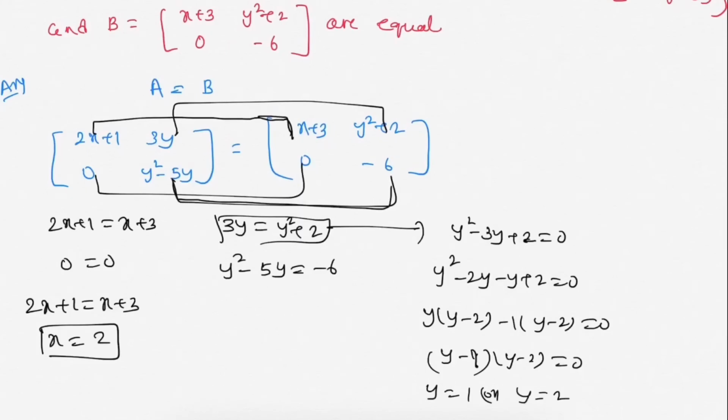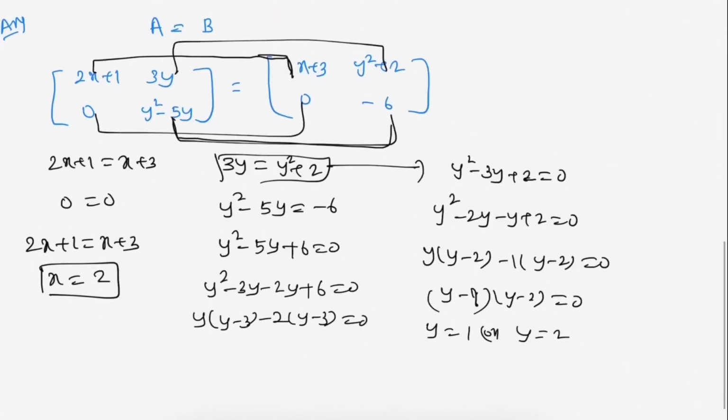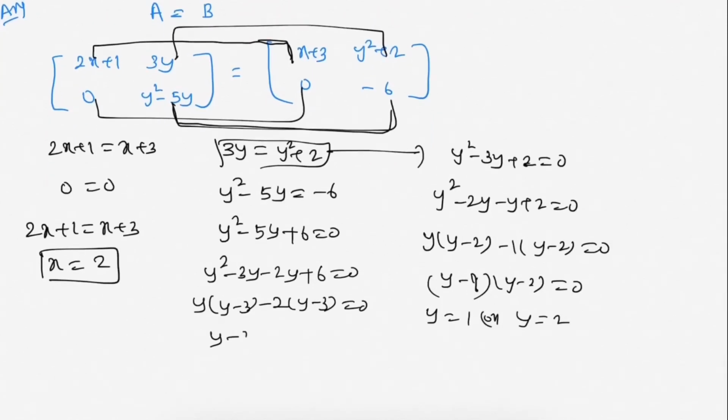Now solve the other equation also. y square minus 5y plus 6 equal to 0. y square minus 3y minus 2y plus 6 equal to 0. Taking y minus 3 common and minus 2 common, we get y minus 2 into y minus 3 equal to 0. So y equal to 2 or y equal to 3.